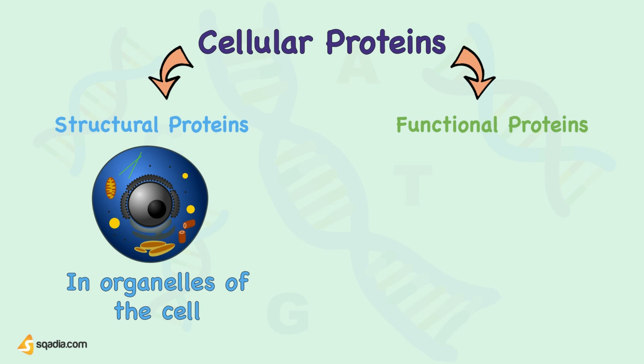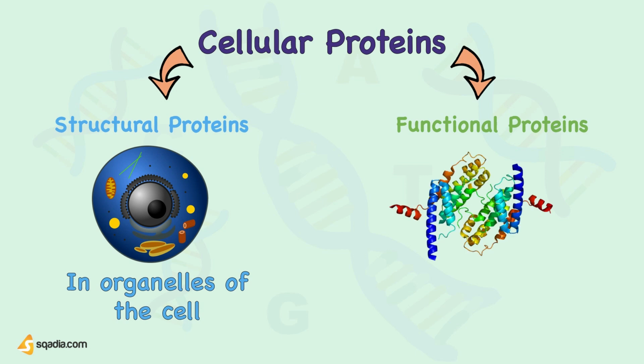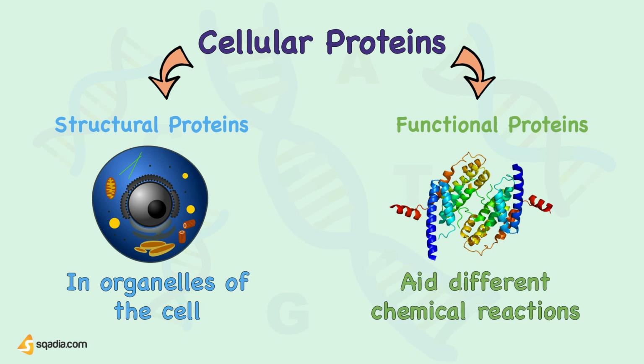The other one, which are functional proteins, are abundant in nature. These proteins act as catalysts and aid different chemical reactions in the cells. These enzymes promote oxidative reactions that later on supply energy to the cell.